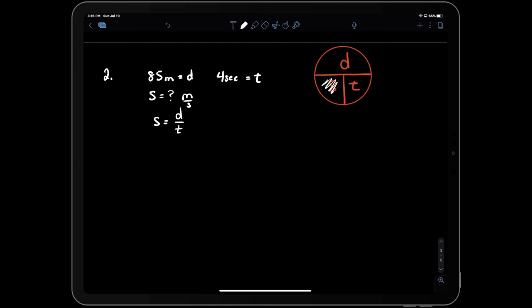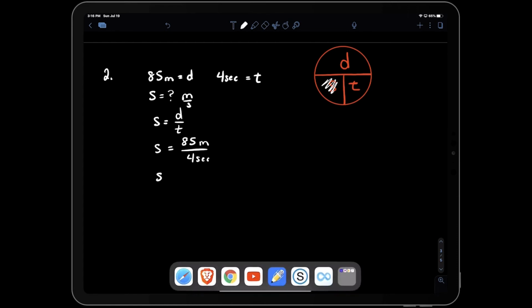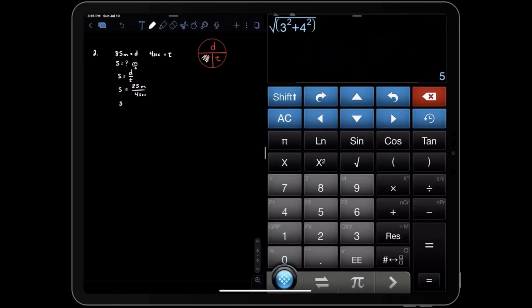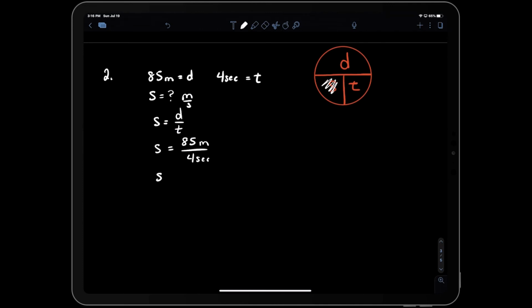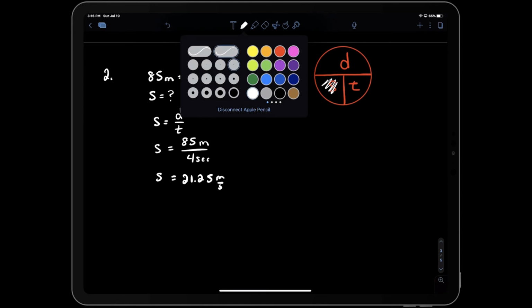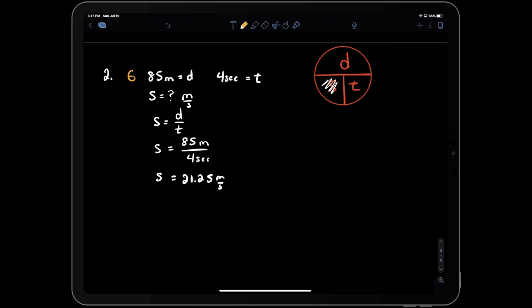Distance divided by time. The S for my GUESS method, I substitute in the variables. Instead of putting D, I put what it equals. We have 85 divided by 4 seconds. So the solve, and let's see, I don't want to make a mistake. We have 85 divided by 4. You have 21.25. So 21.25 meters per second. All my units are in there. And I have my givens, my unknowns, equation, substitute, and solve. I did it correctly. Everything came out right.